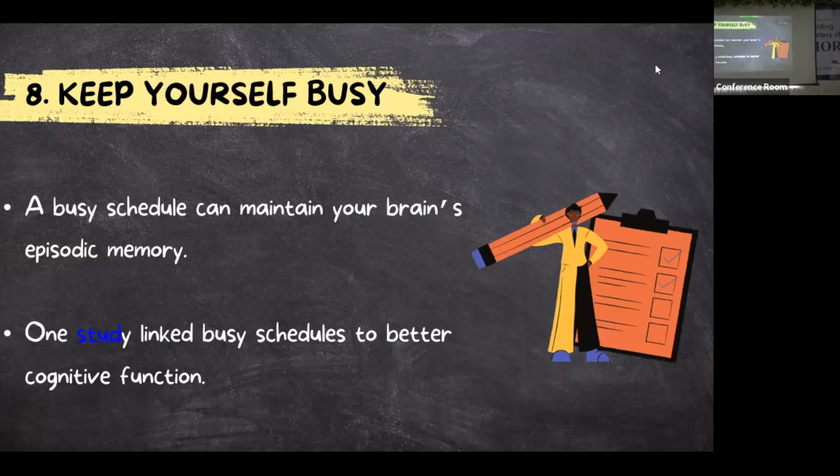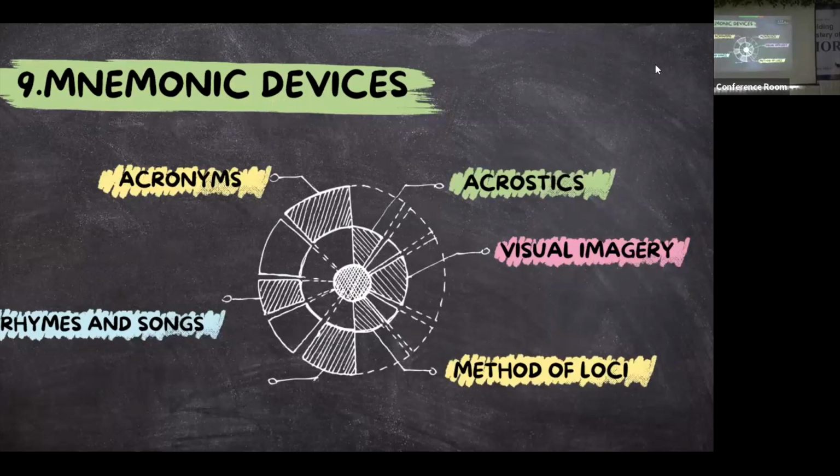One is mnemonic devices. There are so many techniques; I am taking only four or five: acronym, acrostics, visual imagery, rhymes and songs, and method of loci. What are acronyms? When there is a lot of data, I take the first letter of each word, memorize this word made of first letters, and from that I collectively remember the whole thing.